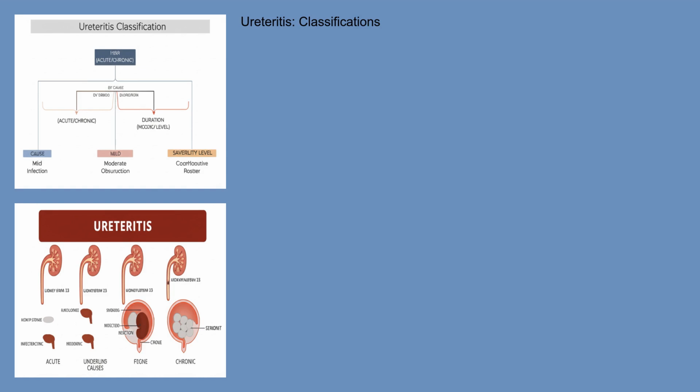While ureteritis itself isn't typically classified into distinct types, it can be described based on its cause, such as infectious ureteritis versus ureteritis caused by kidney stones. It can also be classified as acute, meaning it has a sudden onset and short duration, or chronic, indicating a persistent or recurring inflammation. The severity of the condition can also be a differentiating factor. Understanding the underlying cause is paramount in determining the best course of treatment.